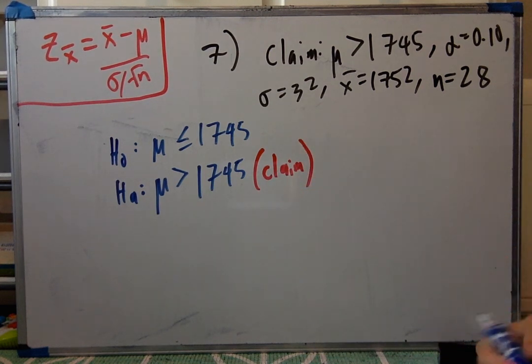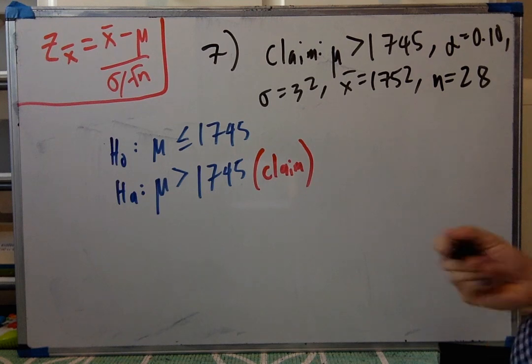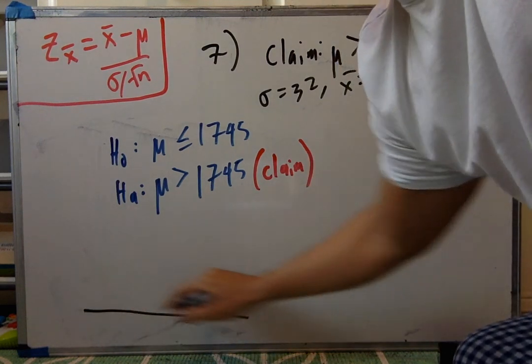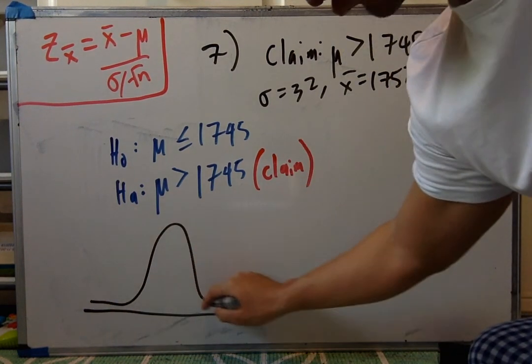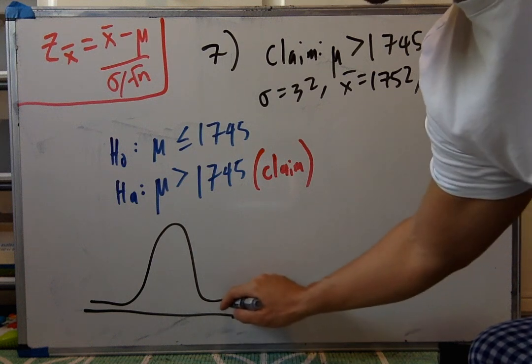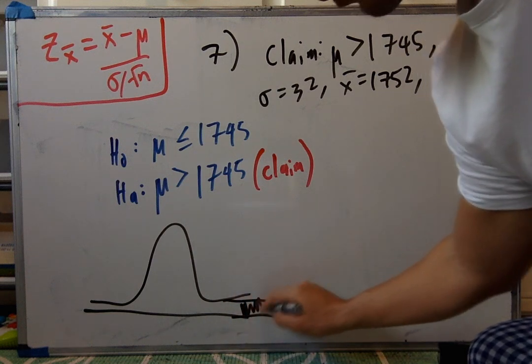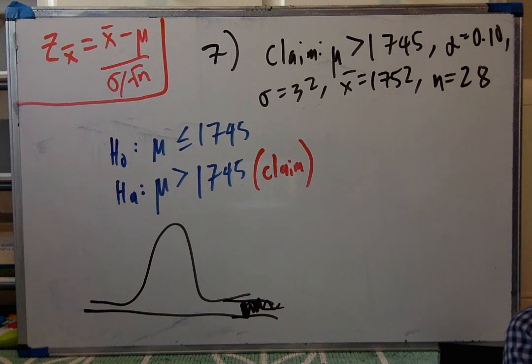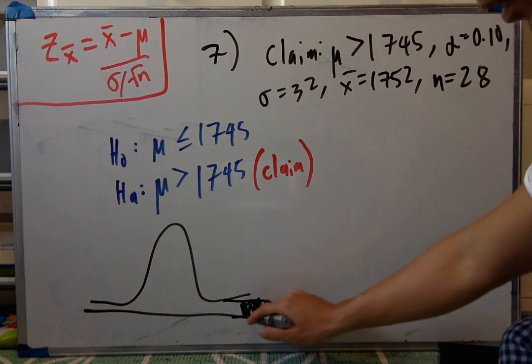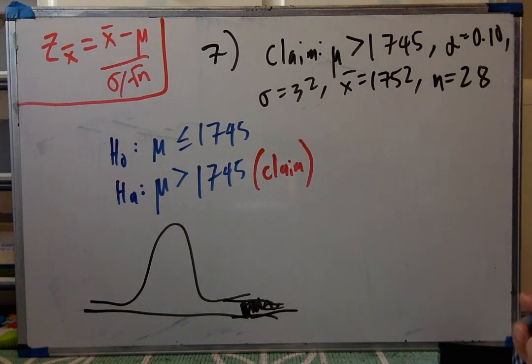Now, for deciding which tail test we should use, we always look at the alternative. The alternative is to the right, so that is what we're going to use. We're going to use this one on the right side, right? This is the picture that's in your mind. We want to know the probability of being out in this area over here.